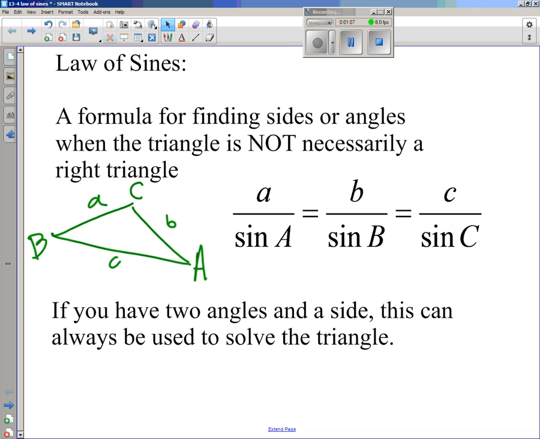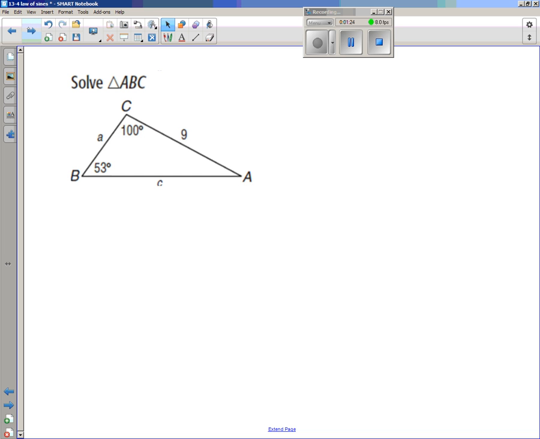If you have two angles and a side, then it's perfect. It will always work. There are times when you have two sides and one angle, and you could use law of sines, but sometimes that's a little trickier. We'll see why later. All right, so let's do this one. Just one quick example.